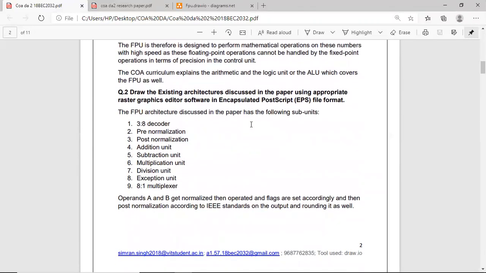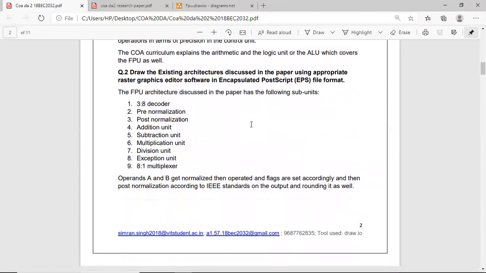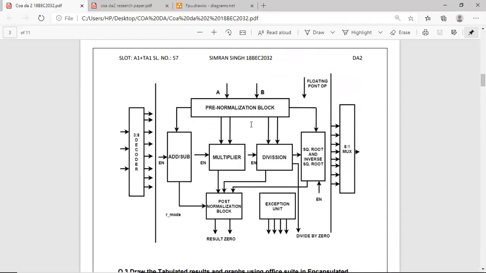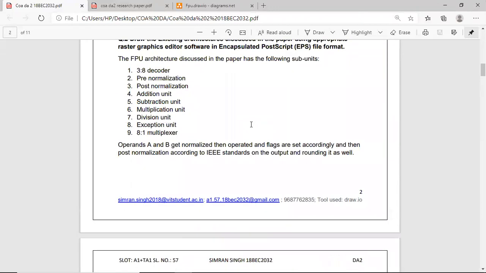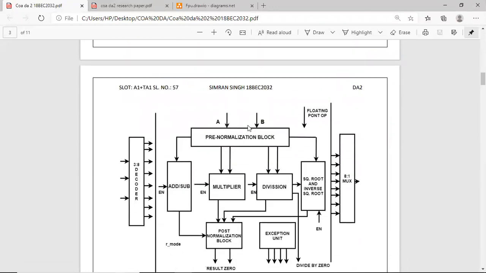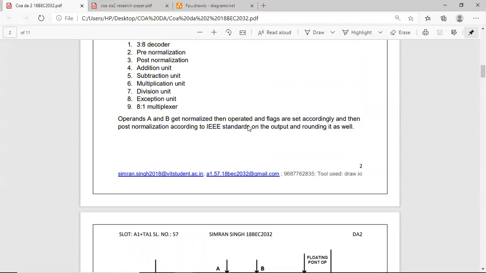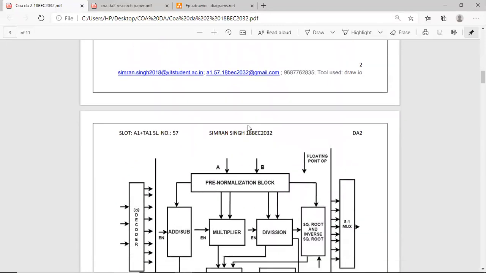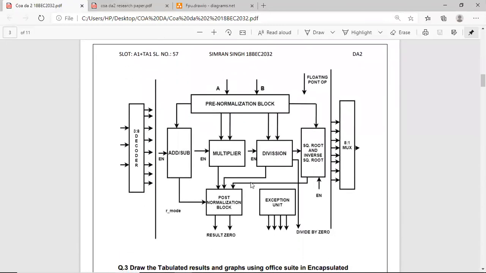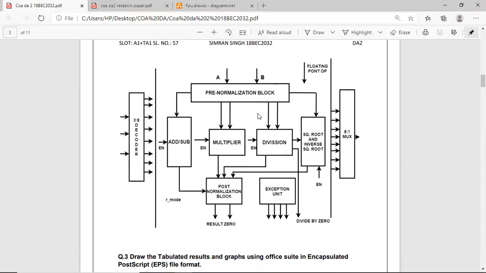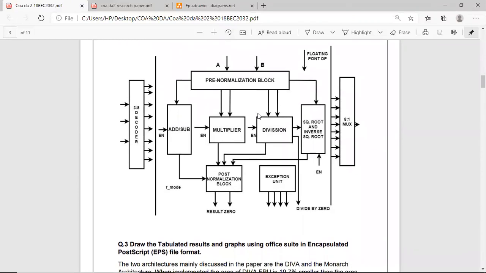The second question asks us to explain the existing architecture discussed in the paper. The following diagram explains the architecture discussed in the paper. The main subunits, as seen in the diagram, are the 3:8 decoder, pre-normalization, post-normalization, addition unit, subtraction unit, division unit, and the square root and inverse square root unit. This architecture correctly explains how the floating point operation happens when two operands A and B undergo the operation.